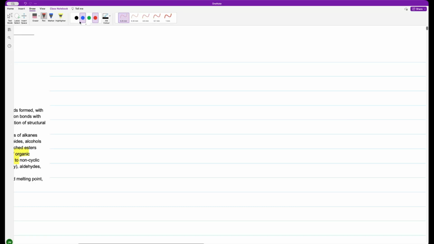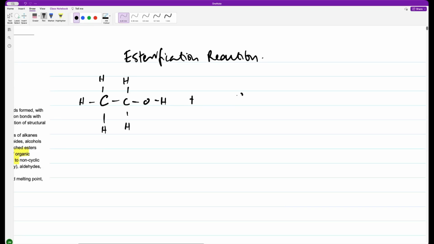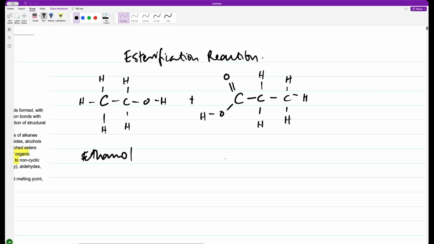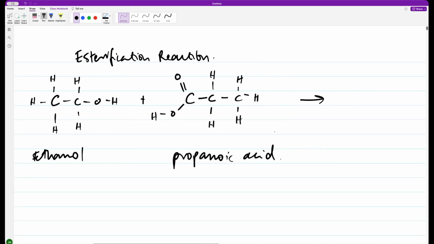Well, let's say, for example, that we've got an esterification reaction. This reaction involves ethanol reacting with propanoic acid. Okay, so these are our reactants. We've got ethanol here and propanoic acid. This particular reaction will form a non-branched ester.